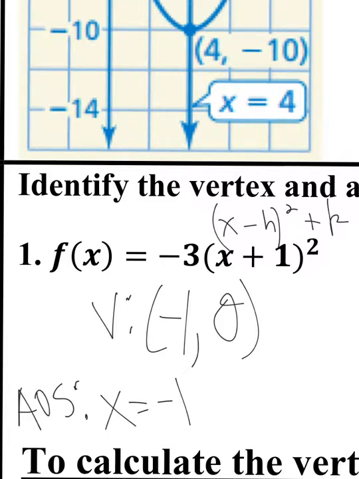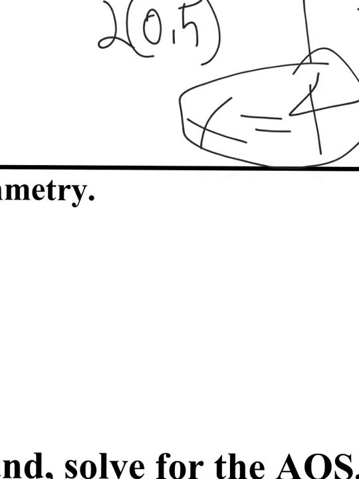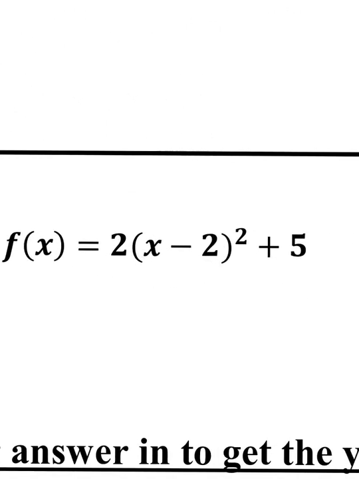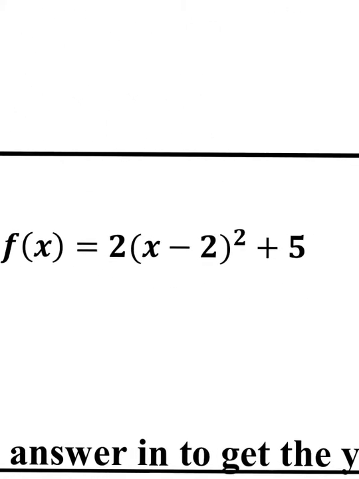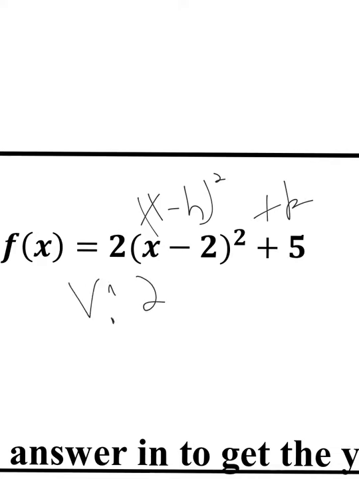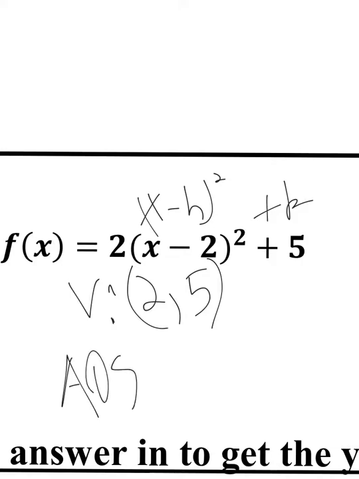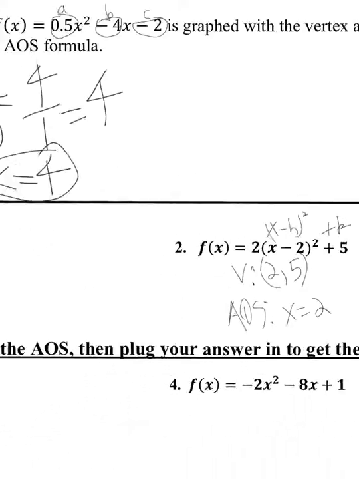Alright, that was pretty easy, I hope. Look at this next one. My h is at, see, it says x minus h squared plus k. So my vertex is at 2. My h is at positive 2. My k is at positive 5. So 2 comma 5. My axis of symmetry would just be x equals 2. It's x equals the y coordinate of the vertex. X coordinate. Ugh. Why did I say y?